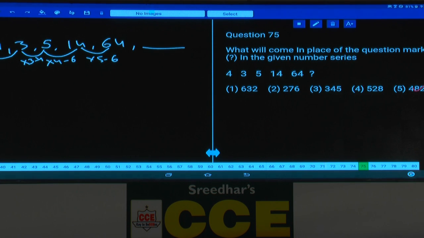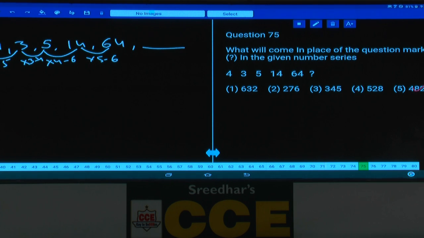What is the relation here? Minus 5. Any relation? 4 into 2, 8. 8 minus 5, 5, 4, 6, 6. There is no relation between these two.